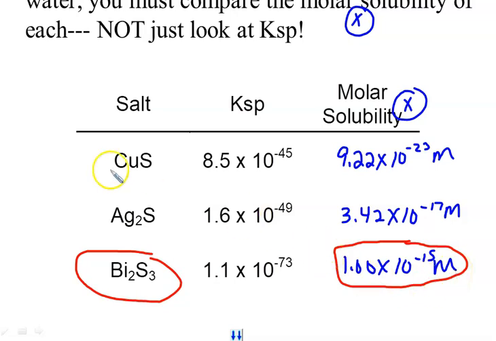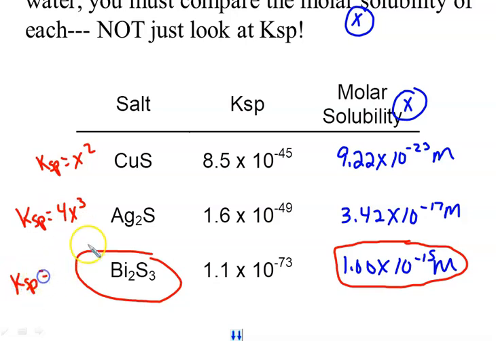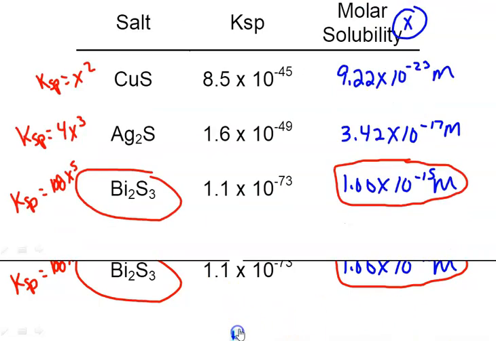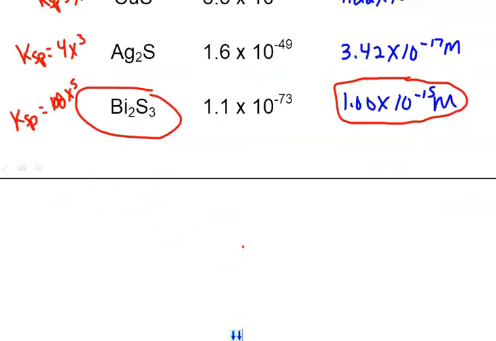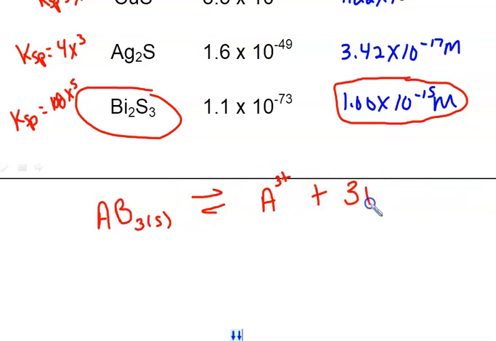Okay, and again, there was that pattern of Ksp for this one was x squared. The Ksp for this one was 4x cubed, and the Ksp for this one was 108x to the 5th. So there is a pattern for 4 particles. So let's see, let's make up something generic. You're not going to have 2 and 2 because they would be canceling. I'm just going to make up a generic AB3. Okay, so this will break down into some A ions plus 3 B ions. I just made up something. Just want to show you.